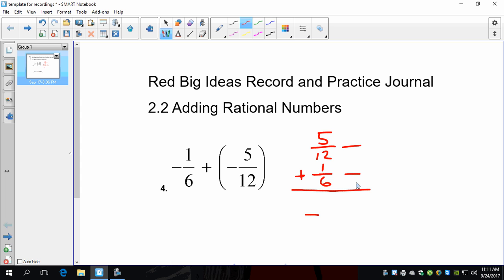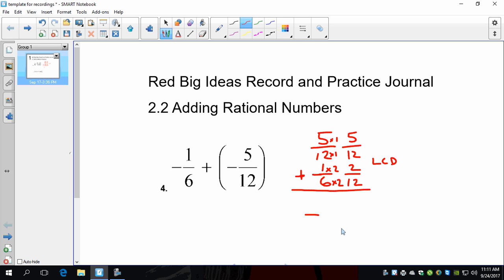The one thing we need to find out is we need to have a common bottom number. We call that the least common denominator, or LCD. When do 12 and 6 land on the same number? That would be 12. 12 is going to stay the same. 5 is going to stay the same, just like we're timesing by 1. And then what do I do to go from 6 to 12? I'm going to times it by 2. So I have to take 1 and times it by 2.